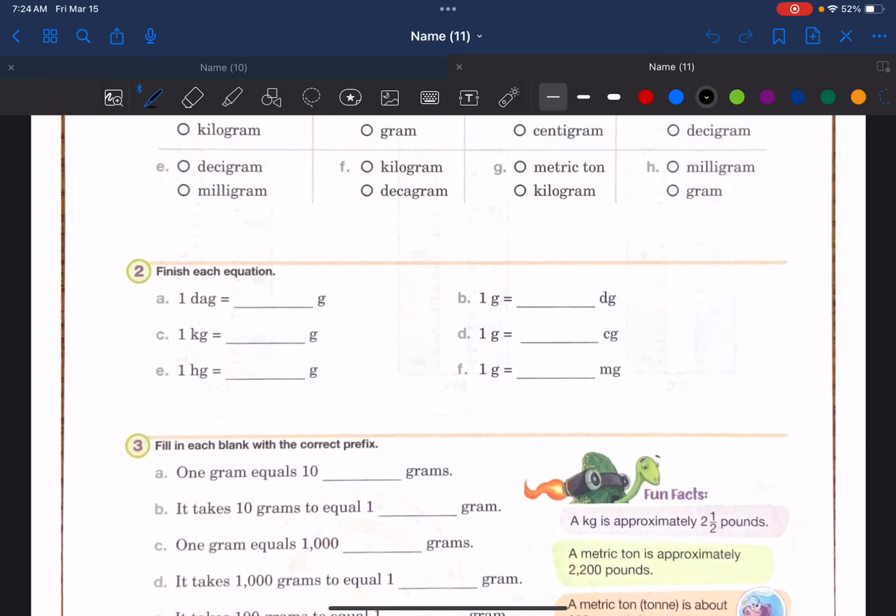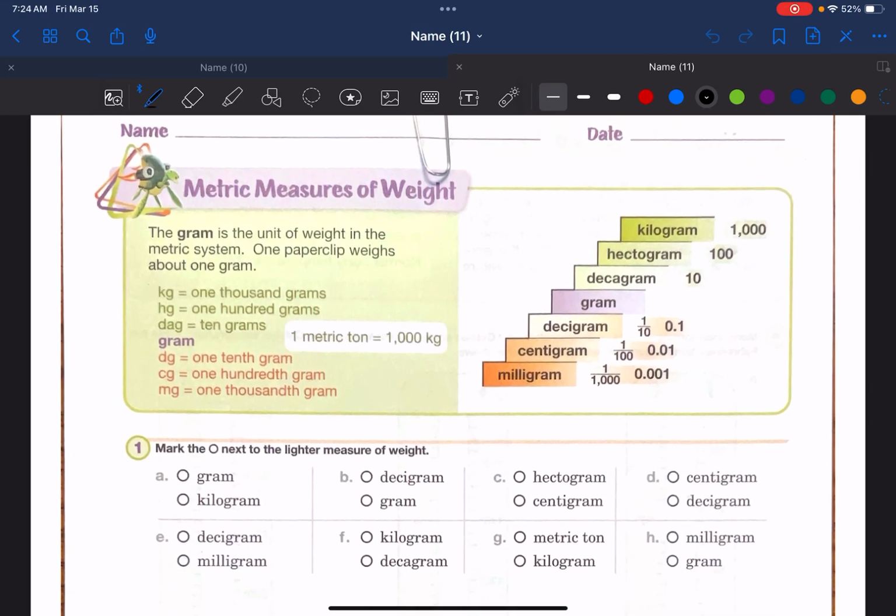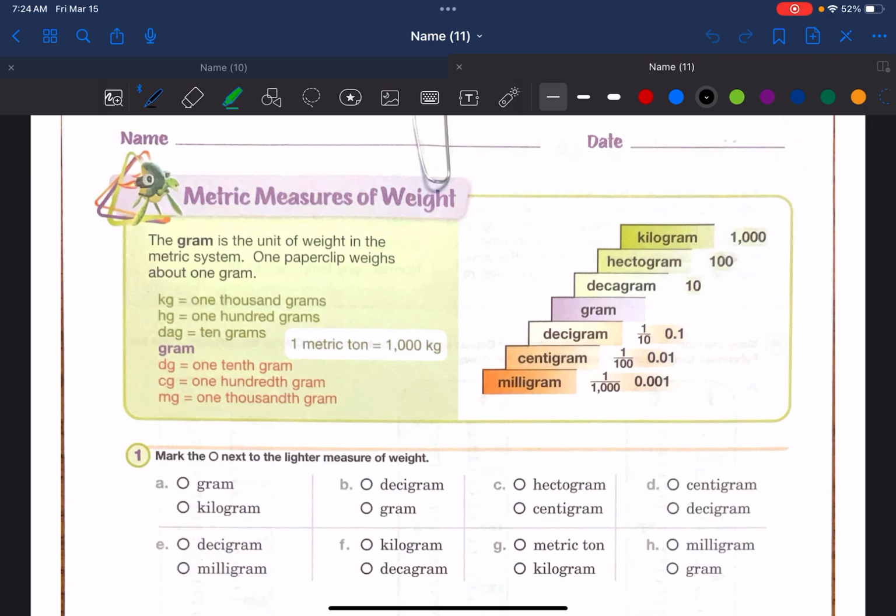Good morning, fourth grade. Today you have lesson 115, and it is another metric system, but this time it is of weight. So you had linear, which means measuring like lines or length. Then you had capacity, which would be like water or anything liquid. And now you have weight. So the gram is the unit for weight in the metric system.